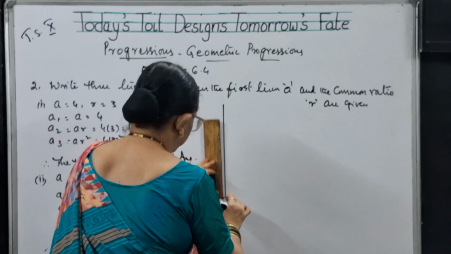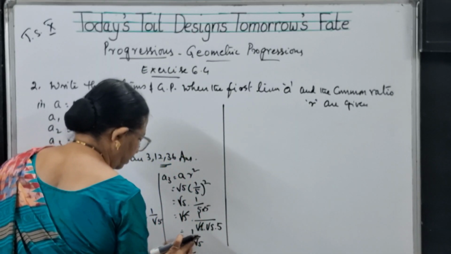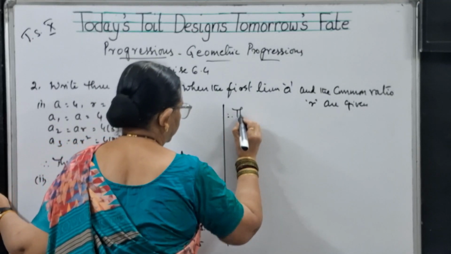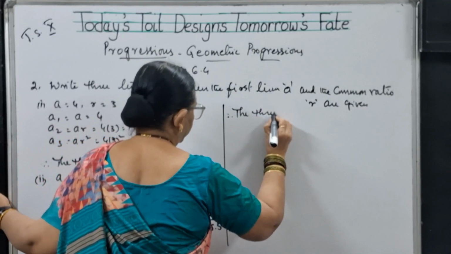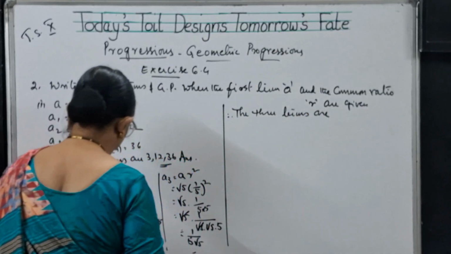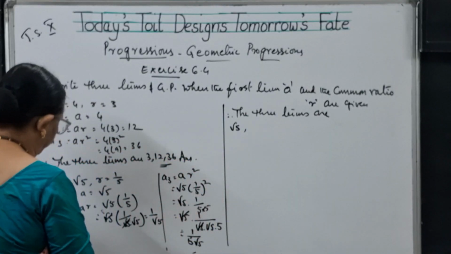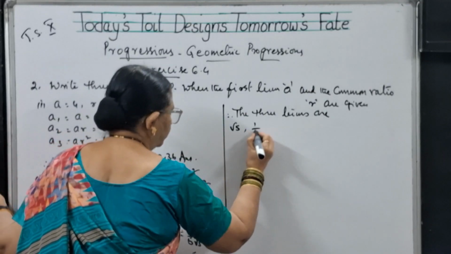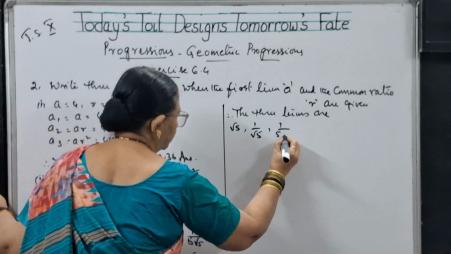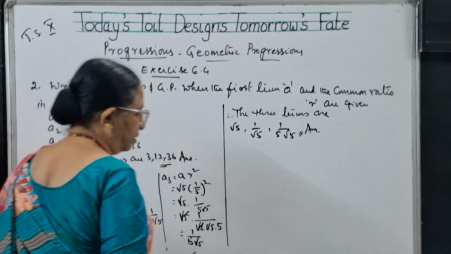So this is it, children. Therefore, the three terms are, what are they? I have got first one is root 5, and second one A2 is 1 by root 5, and A3 is 1 by 5 root 5. This is the answer for the second bit, children.